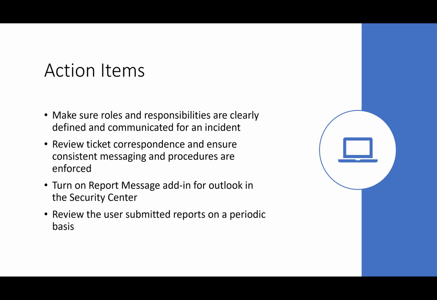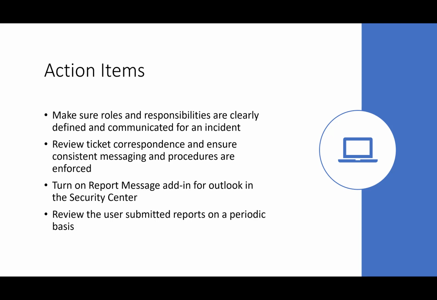So action items here, make sure you have clearly defined roles and responsibilities for communicating an incident to the customer. Compliance regulations have certain restrictions around this. You need to have everything documented. When you detect an incident, it needs to be reported to the end users in a certain amount of time. So if you do fall under certain compliance regulations, make sure you go take a look at that and review. Review the ticket correspondence, ensure consistent messaging and procedures are enforced. So it should be a consistent theme and look when they go and do this. And if you ever change that, you need to give proper expectations before you make that switch.